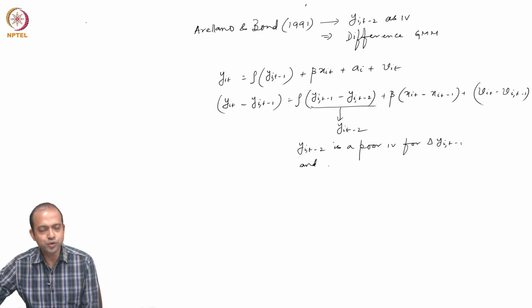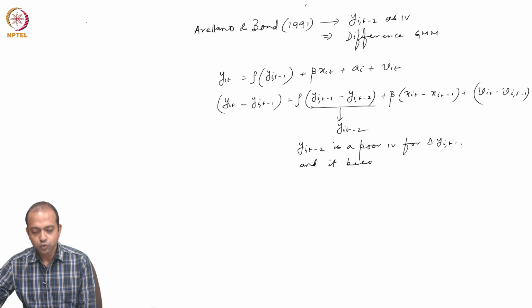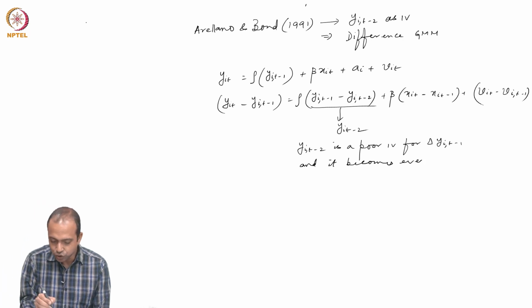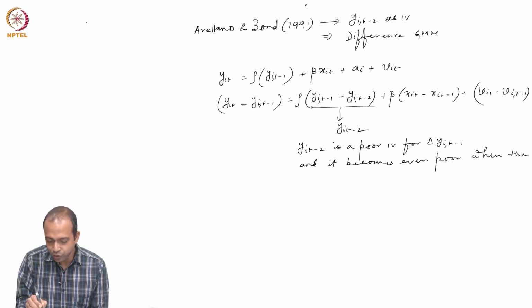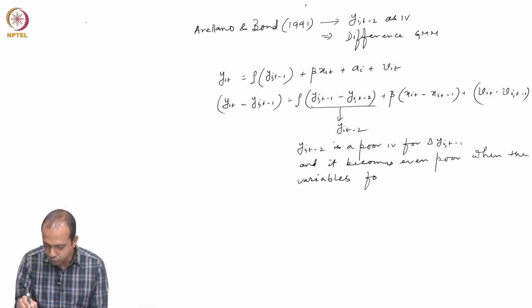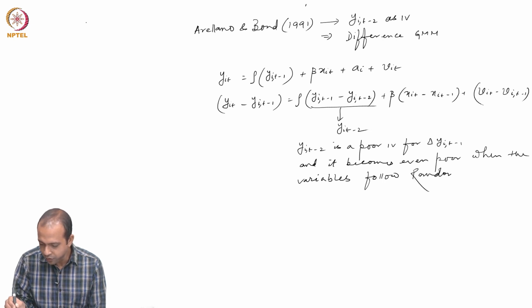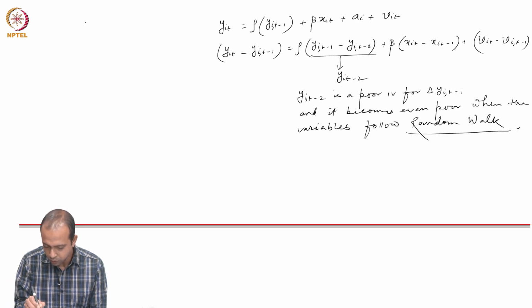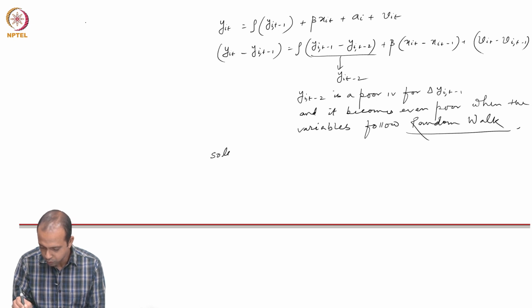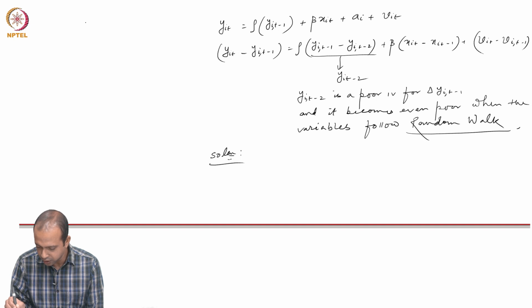So, Y(i,t-2) is a poor proxy for delta Y(i,t-1). Then what is the solution? The solution was given by Arellano and Bover, 1995, and Blundell and Bond, 1998.